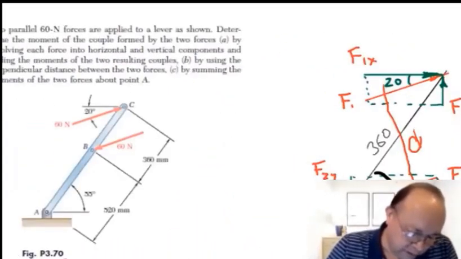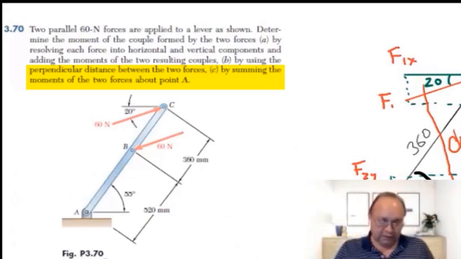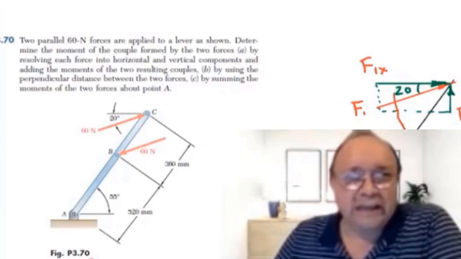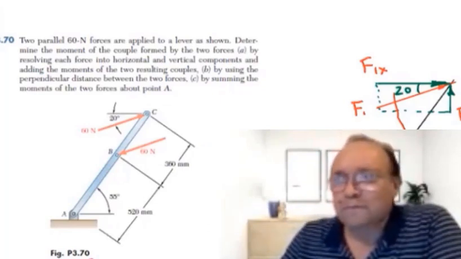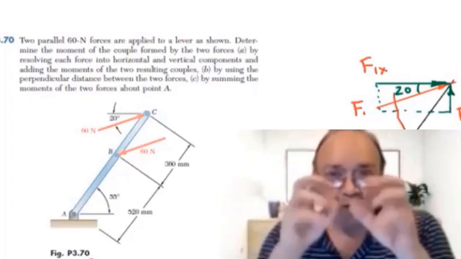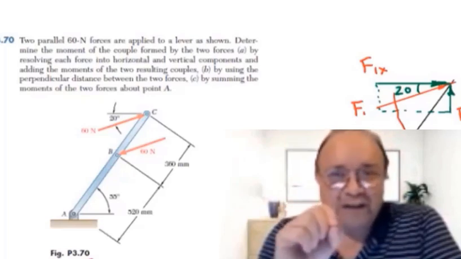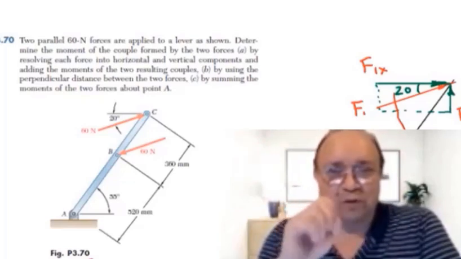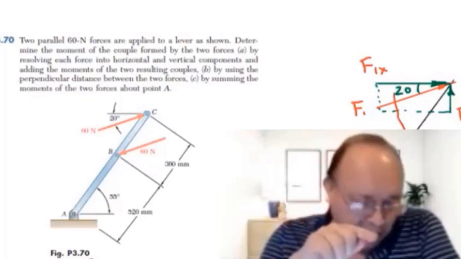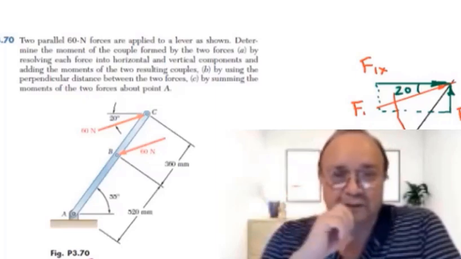Now the next one. I'm going to leave the next one for you: by summing the moments of the two forces about point A. Remember that I said a couple of forces produces a moment, and that moment is a free vector. You can put it anywhere, because this moment is the same value no matter with respect to what point you calculate the moment. So if you calculate the moment of those two forces with respect to point A, you have to find the same value, 12.4. You have to find the same value, right?